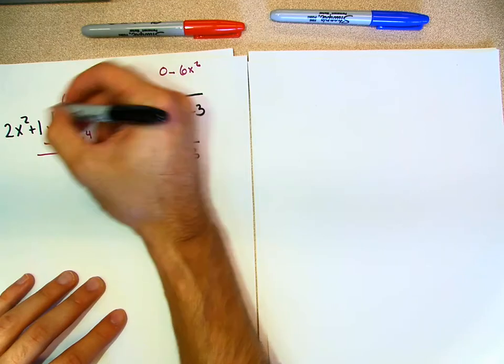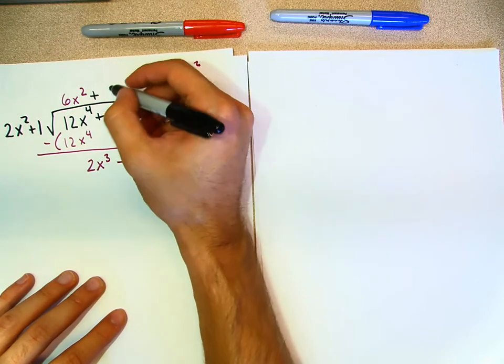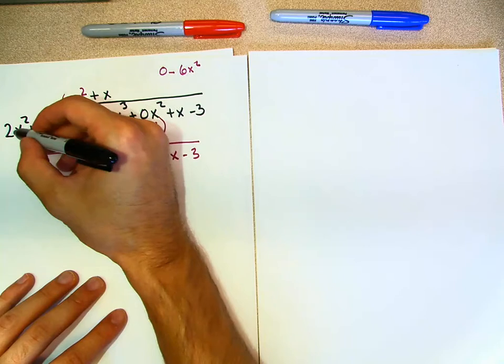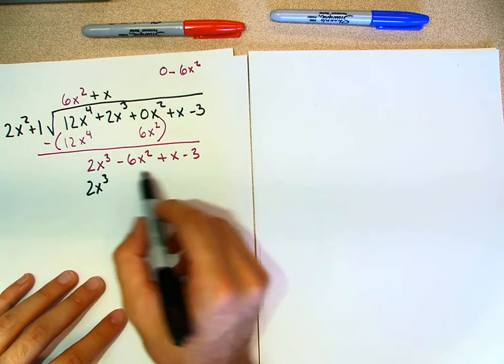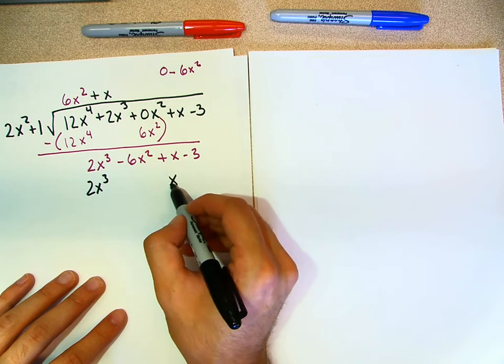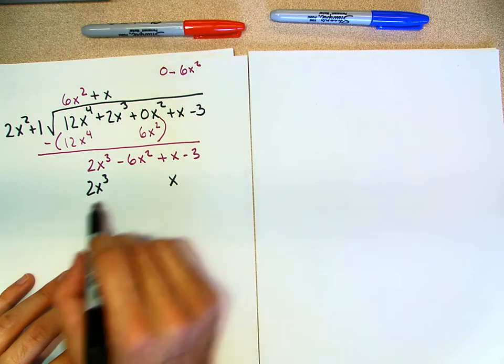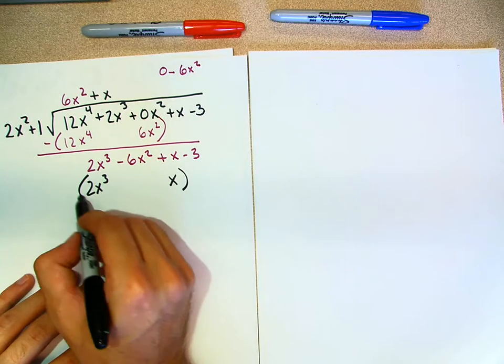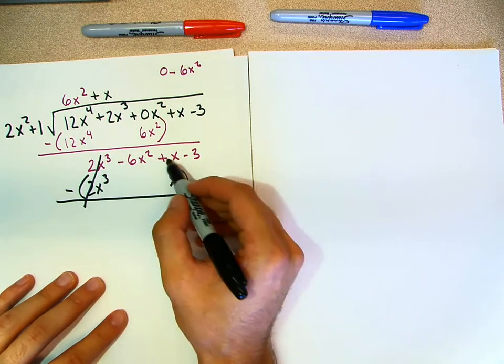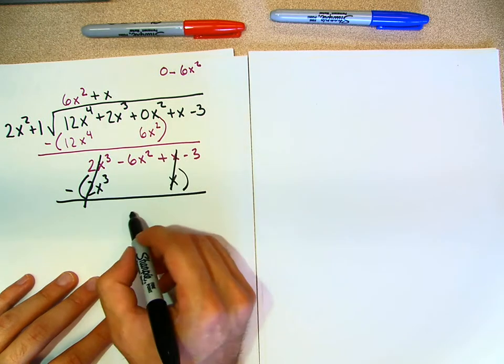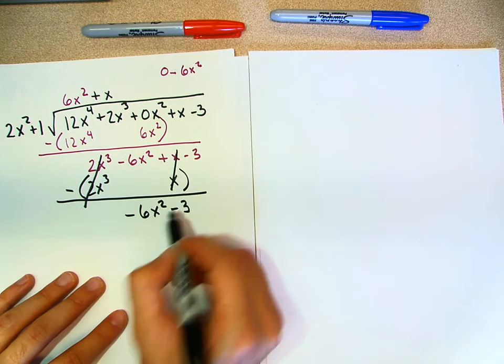How many times does 2x squared go into 2x to the third? This is x. X times 2x squared is 2x cubed. And x times 1 is x. So I'm going to put that under the x, right? I'm not going to put it under the x squared. So parentheses, parentheses, subtract. This cancels. And x minus x is 0. So this cancels. So now I have negative 6x squared minus 3.